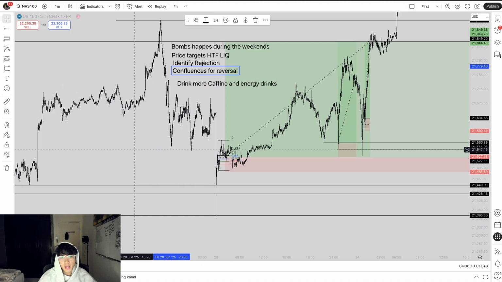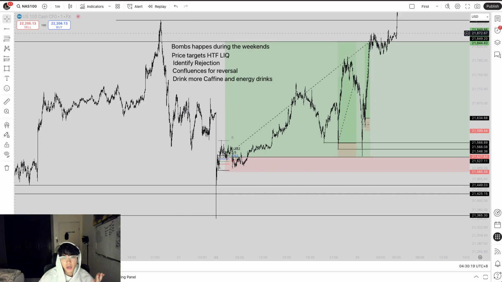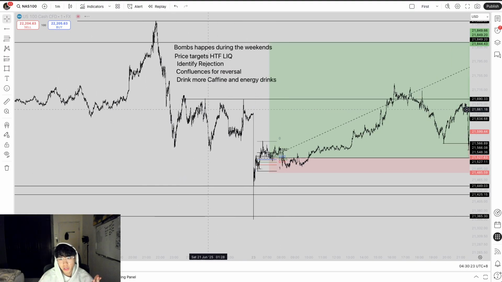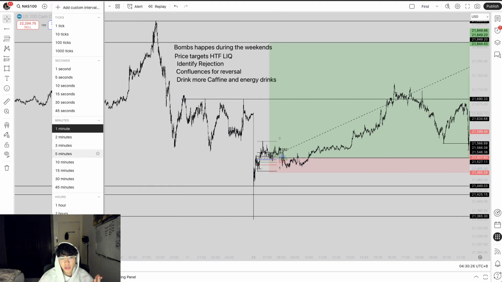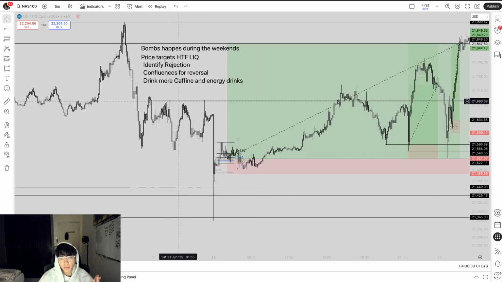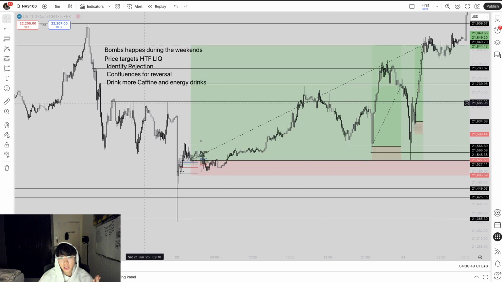One thing I could add is, in previous videos I always say target high time frame liquidity. Since price targeted high time frame liquidity, we could target low time frame liquidity for our TP. So here on the M5, you could scale down, and these highs would be low time frame liquidity. Another one here, another one here, another one there. So target these highs. These highs would be the first one.